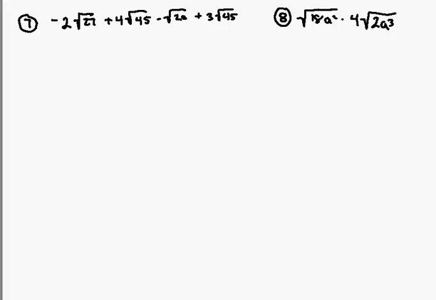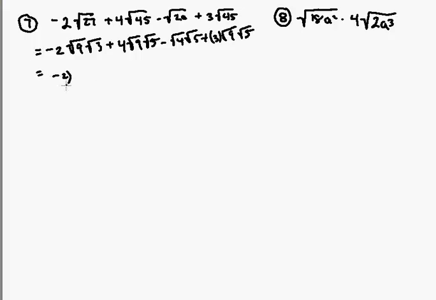Simplifying negative 2 square root of 27 plus 4 square root of 45 minus square root of 20 plus 3 square root of 45. First step, negative 2 times the square root of 9 times the square root of 3, plus 4 times the square root of 9 times the square root of 5, minus the square root of 4 times the square root of 5, plus 3 times the square root of 9 times the square root of 5.